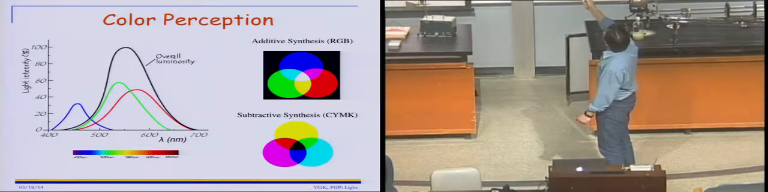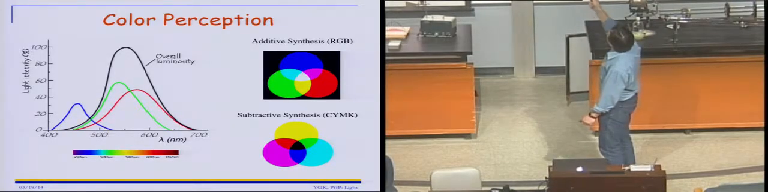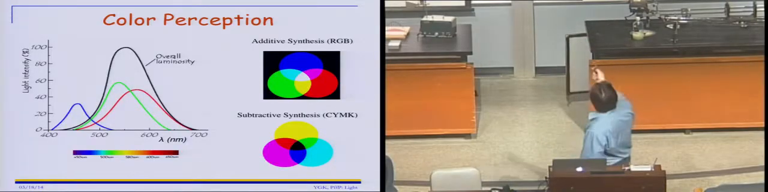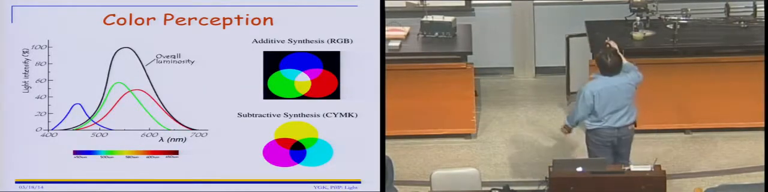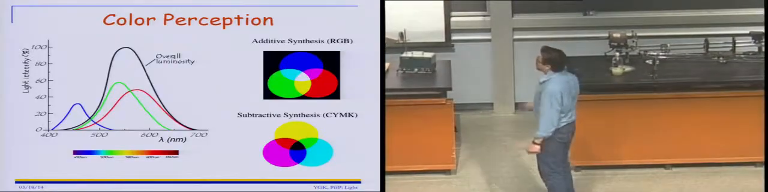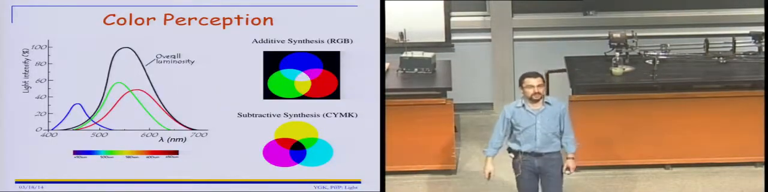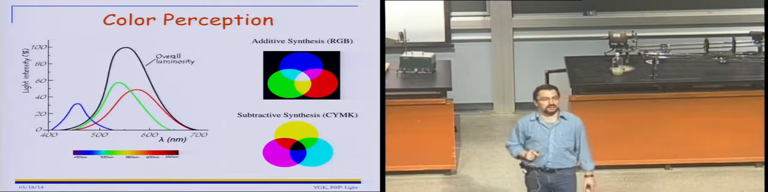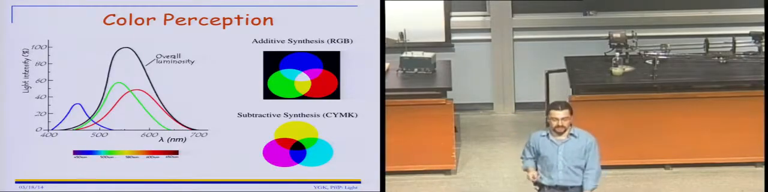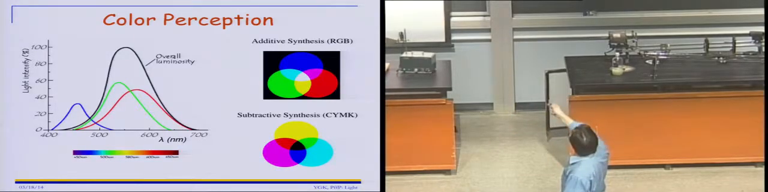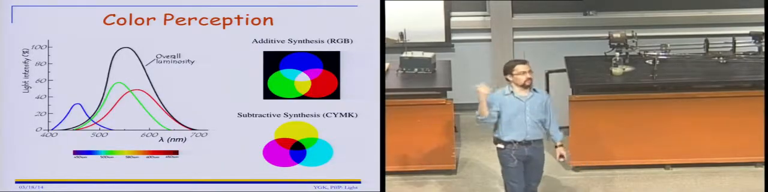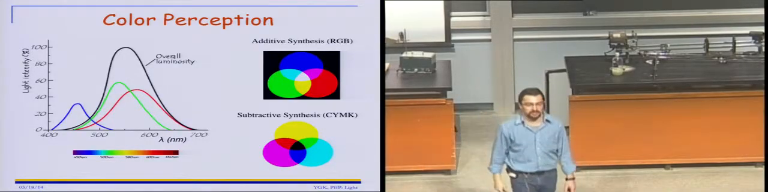Our green receptors sense wavelengths between roughly 450 and 650 nanometers. And then the red is shifted a little further to the right, with the peak intensity around 600 nanometers. And this matches quite well with the overall luminosity produced by our sun and also filtered by the atmosphere.